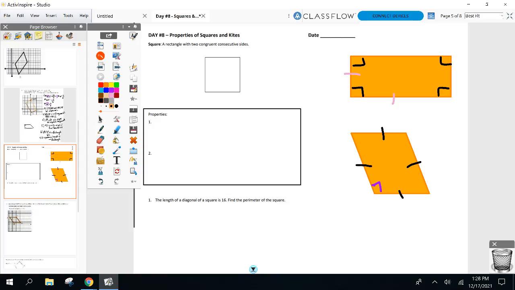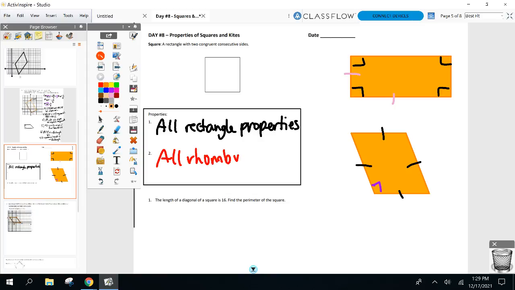Ready? Property number one, all rectangle properties. Done. And then what do you think I'm going to write for property two? All rhombus properties. Well, Mr. Carlino, why aren't you writing all parallelogram properties? Why am I not writing that? It's already in rectangle and rhombus. Done. So here basically sums up every single property.